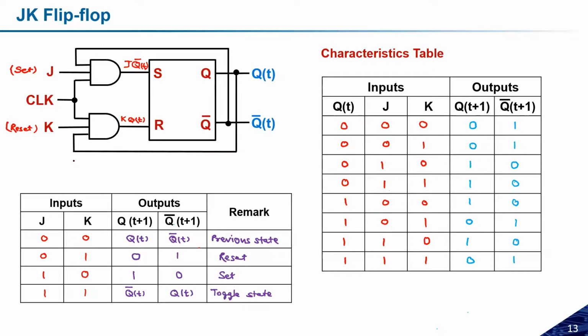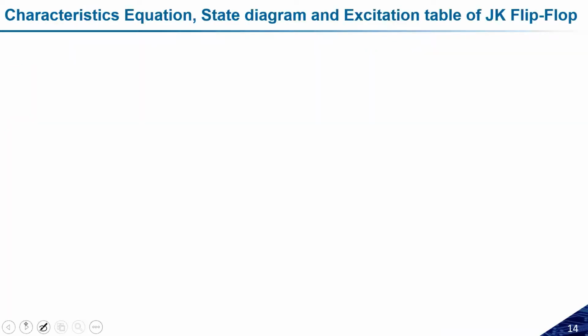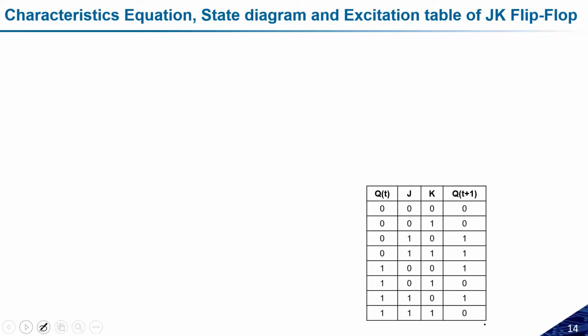Now let us try to simplify some of the things based on the JK flip-flop. Let us try to make the characteristics equation, state diagram, and the excitation table for the JK flip-flop. This is the table which we have already prepared in the last slide, so I took it as a reference so that I do not need to write it. We know that if qt, j and k are 0 0 0, it will become 0 and so on. So we have given the output for all the possibilities for the JK flip-flop.